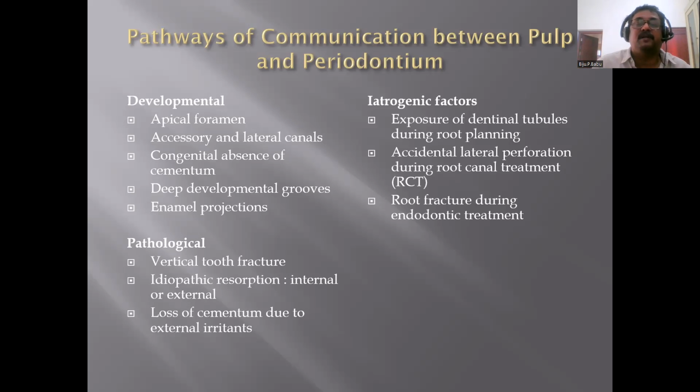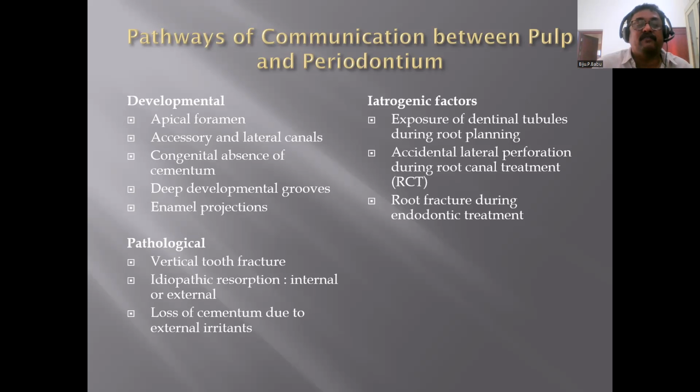Still further, some developmental defects or deep developmental grooves, for example the palato-gingival groove, can create a communication between the periodontium and the pulp, or create a perio problem communicating through the apical foramen to the pulp. And also you have enamel projections or malformed tooth structure, which can create a periodontal problem, which can later on communicate to the pulp.